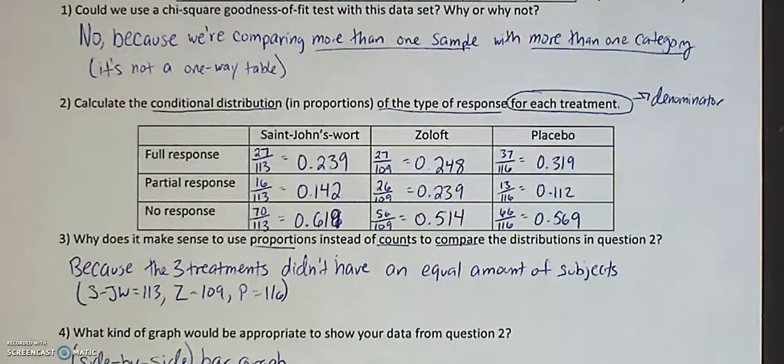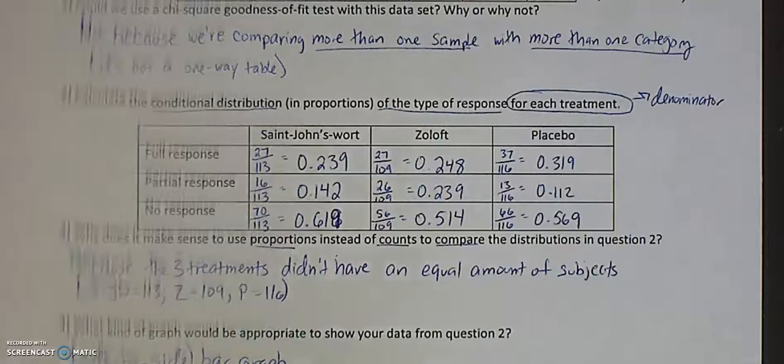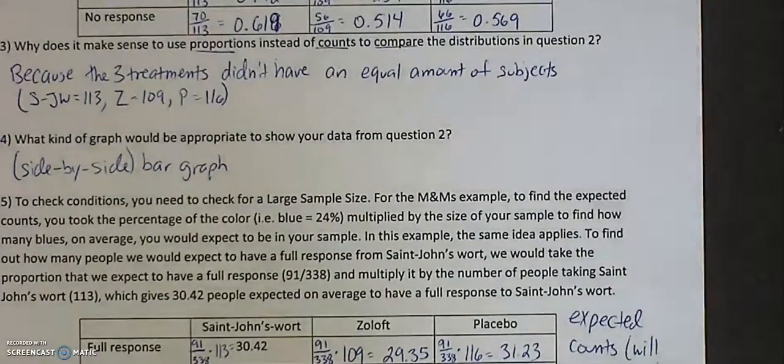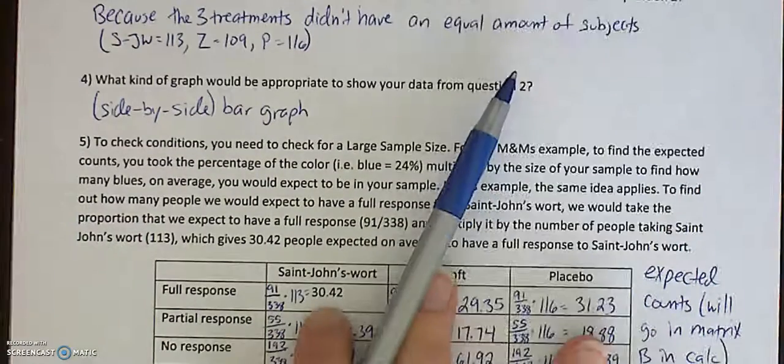We calculated some conditional distributions. We said we would want to use these proportions instead of counts because there weren't equal numbers of subjects in each category, or in each treatment, I should say. We said we would use a bar graph if we ever wanted to make a graph for it.